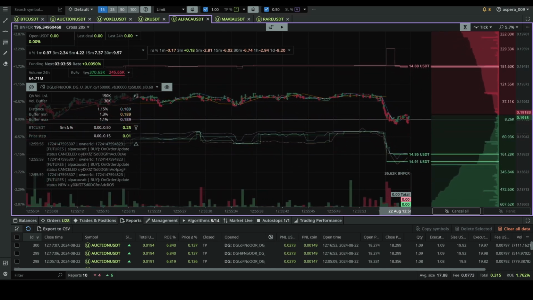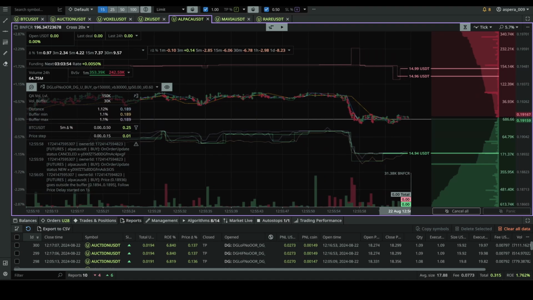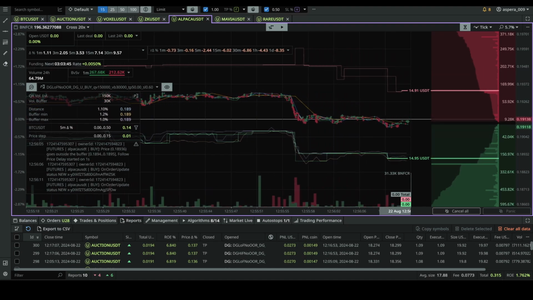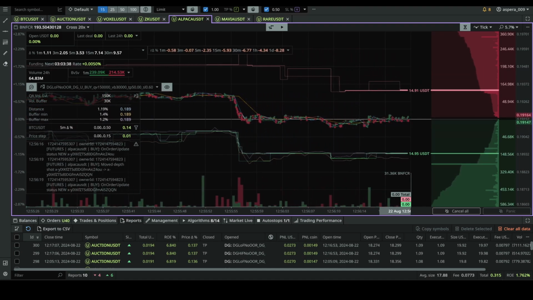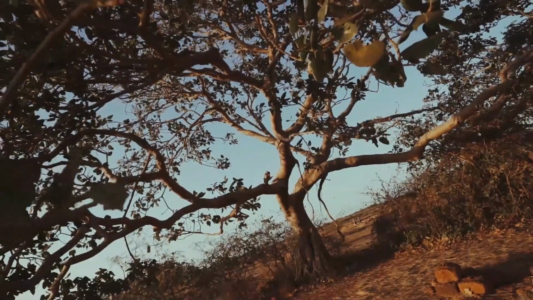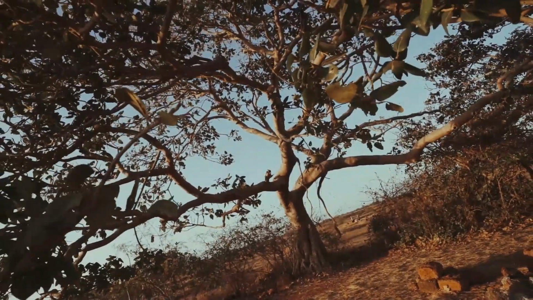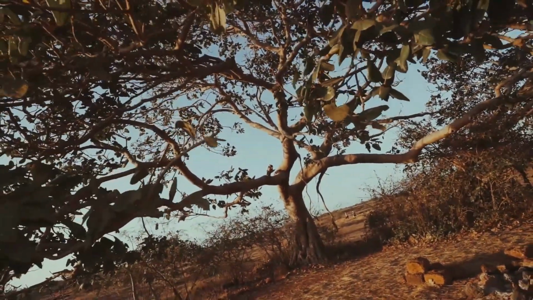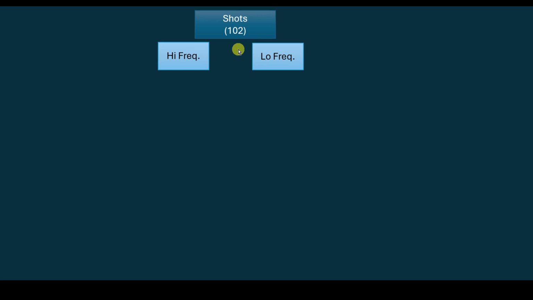So let's see how much of a difference this makes when it comes to actual trades. I'll explain the results step by step using a rather ugly looking but hopefully adequately functional tree diagram. So starting at the top, we've got our 102 shots. Between high frequency and low frequency algos, the breakdown is this.